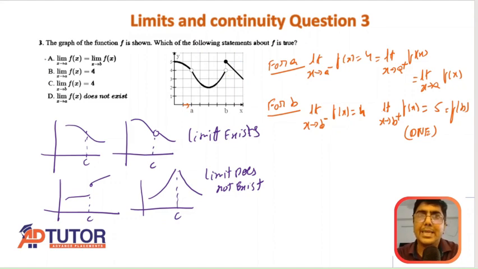So obviously A is wrong, and B is also wrong, because the limit as x tends to b does not exist. And the limit as x tends to a of f of x does exist here. So obviously this is wrong. And the limit of f of x is equal to 4. Yes, this is equal to 4. Hence the answer is B in this case.